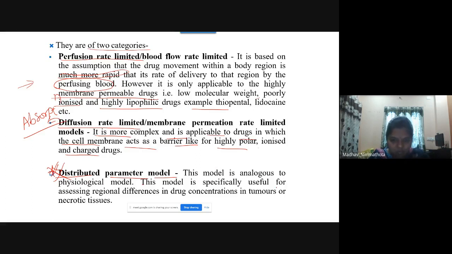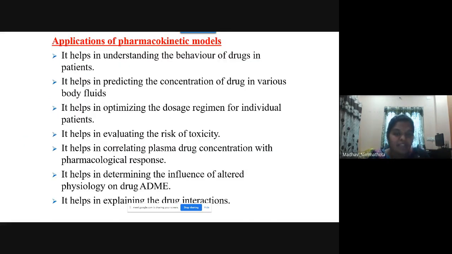This model is specifically useful for assessing regional differences in drug concentrations. So you don't focus more on this. And then what are the various applications of these pharmacokinetic models?